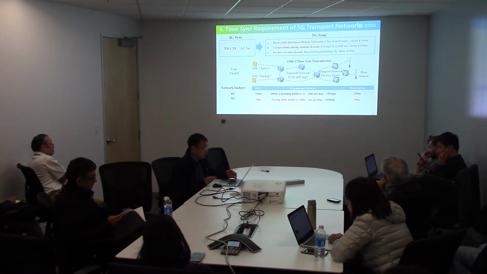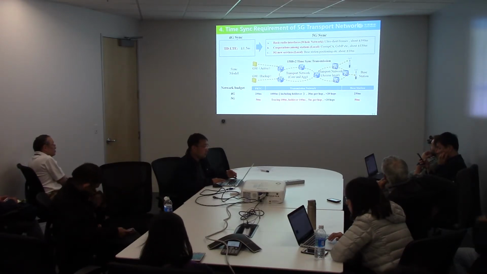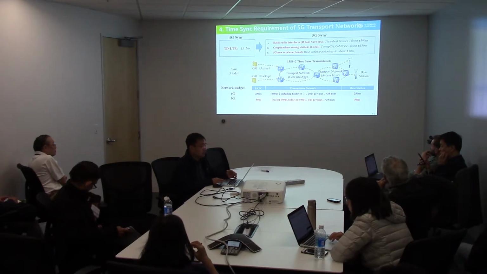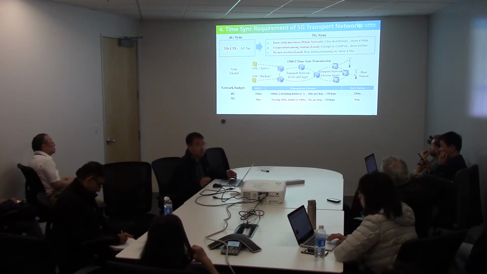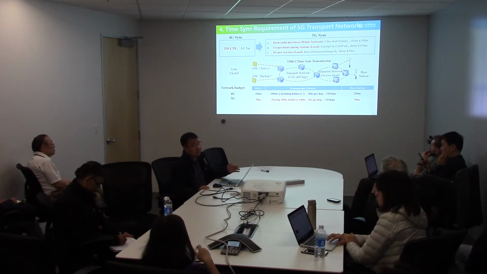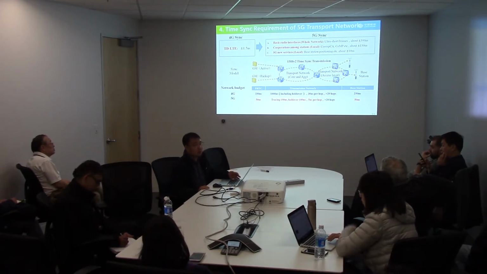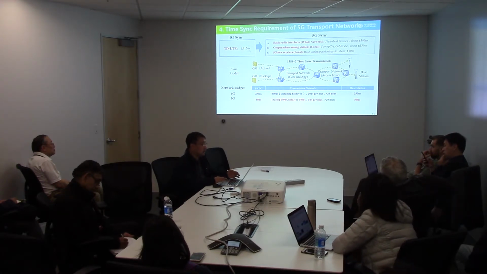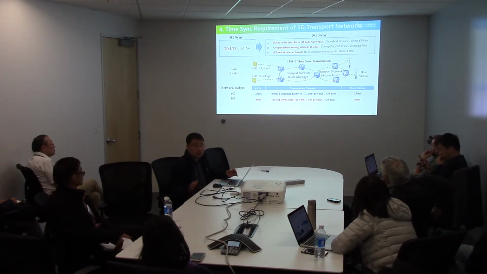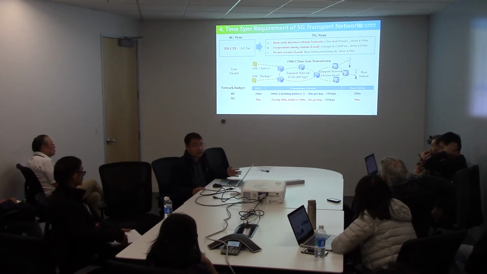So here I give some reference parameters. Even for the end-to-end, we can only provide 100 nanosecond time error. So that is very challenging. And China Mobile has implemented time synchronization in our PTN network already, because China Mobile is using TDD LTE. Currently, the accuracy can only get to the microsecond level. And for 5G, maybe 100 nanosecond level is needed. So that is very challenging.